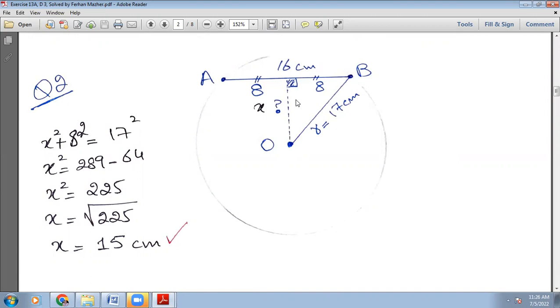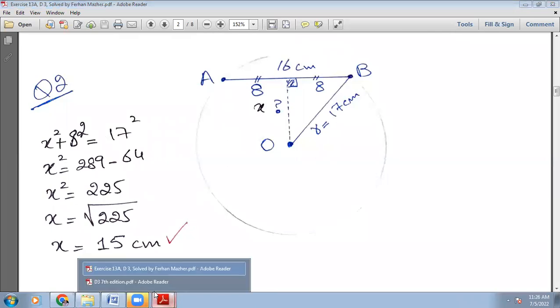Okay, so this is the perpendicular bisector of the chord coming from the center. So it makes a 90-degree angle. It divides the chord into 2 equal parts. This is 8, this is 8, this is 17. So its distance from the center will be in question.